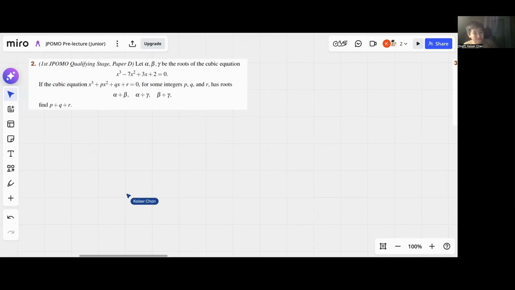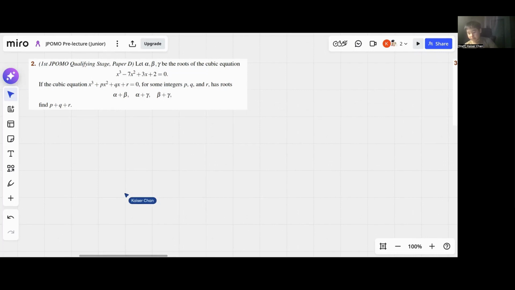So let alpha, beta, and gamma be the roots of the cubic equation x cubed minus 7x squared plus 3x plus 2 equals 0. If the cubic equation x cubed plus px squared plus qx plus r equals 0, for some integers p, q, and r, has the roots alpha plus beta, alpha plus gamma, and beta plus gamma, find p plus q plus r. Yeah, this has something to do with Vieta's.